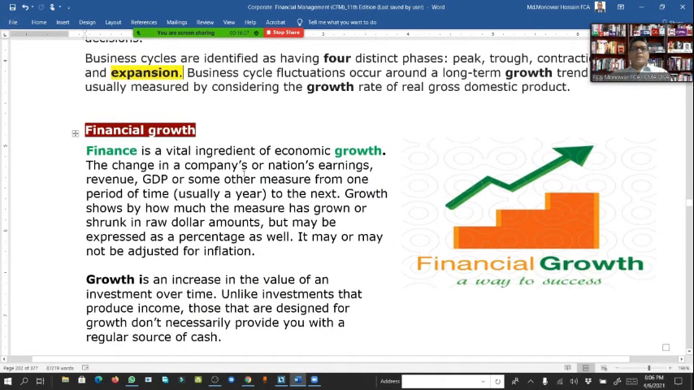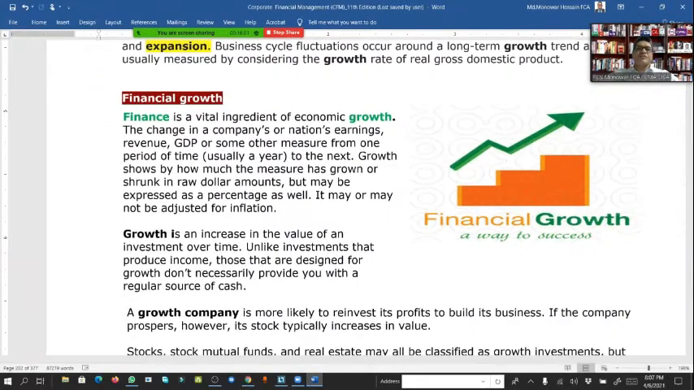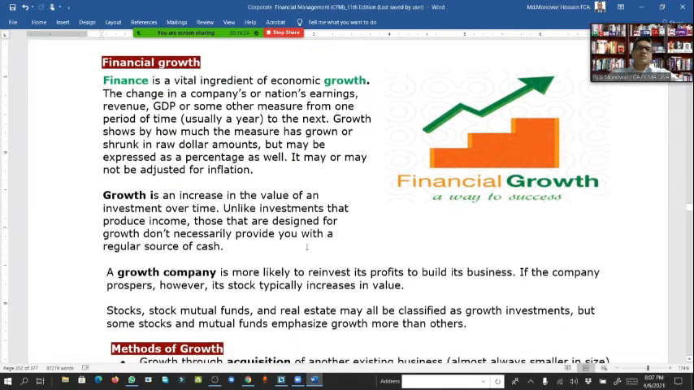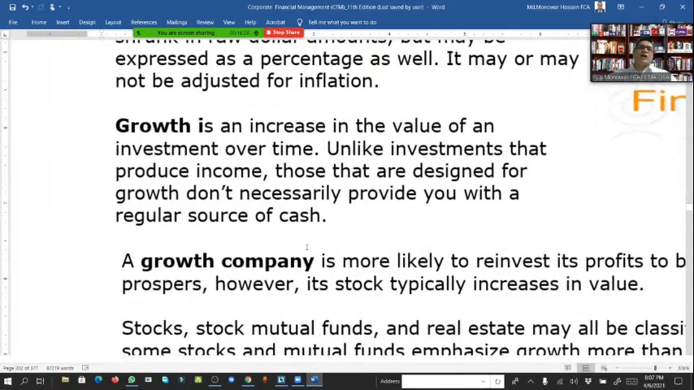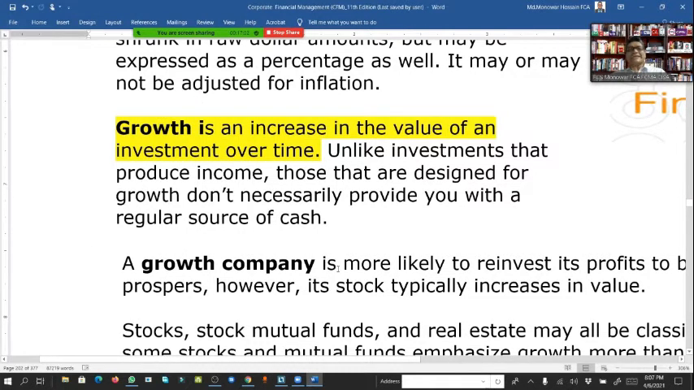So here we need the growth of our company, that's financial growth. Finance is a vital ingredient in economic growth. We know the change of the company's national earnings, revenue, etc. Financial growth is an increase in the value of an investment over time. This is the basic thing. So what is financial growth? Growth is an increase in the value of an investment over time.